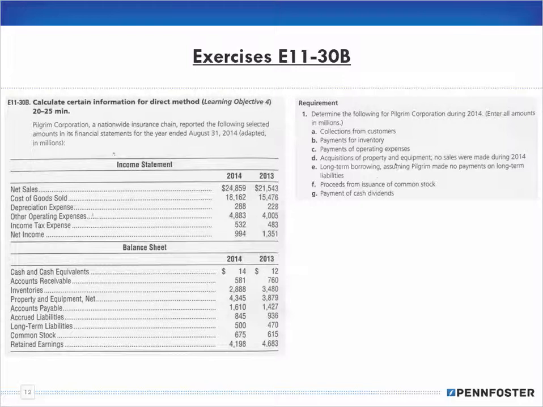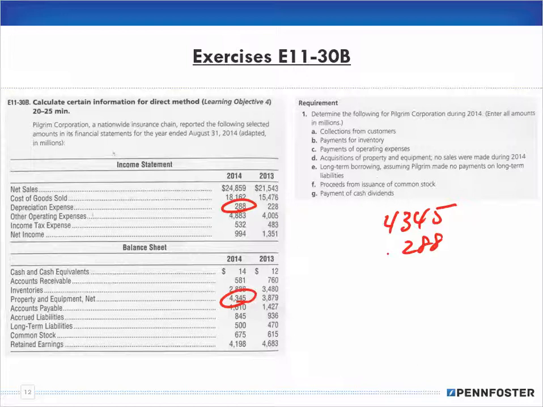All right, so now we have an acquisition of property and equipment. No sales were made during 2014. So our property, plant, and equipment had a balance of 4,345,000 in it. When we think about our assets, we have to consider our depreciation, and our depreciation was 288. And then we have to take out the beginning, because we're looking for the acquisition of property, plant, and equipment. No sales were made.